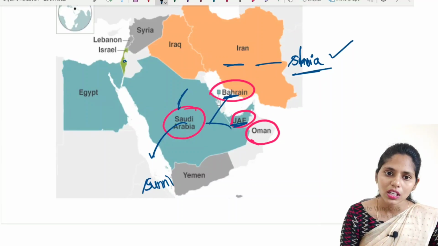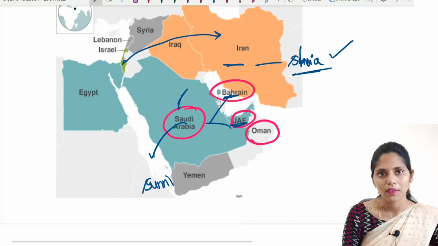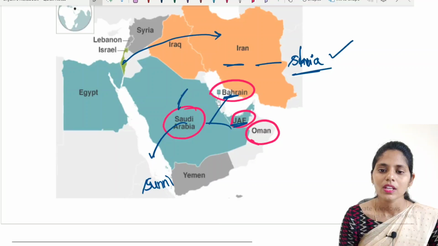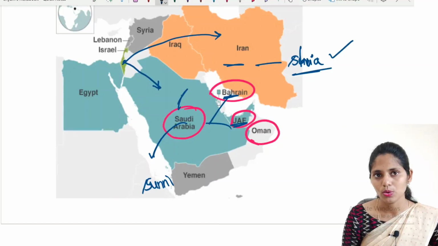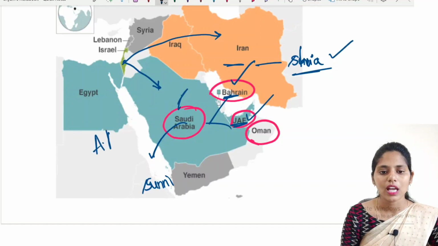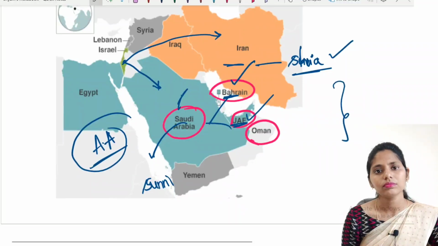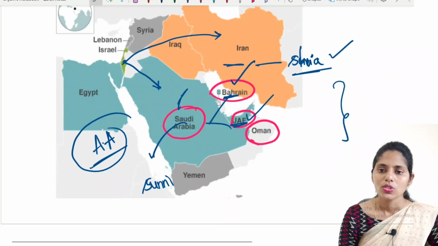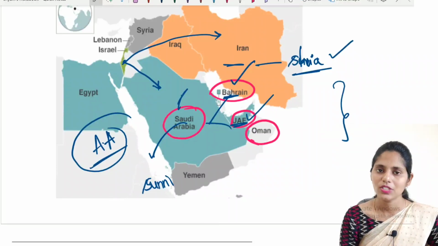Here we have Israel too, right? Between Israel and Iran also there is some conflict regarding this Sunni and Shia divide. So mainly to bring Israel towards this group and to support this group, recently Bahrain and UAE came up with the Abraham Accord with Israel. So this is about the Abraham Accord. These are some important things that you need to remember regarding Israel.